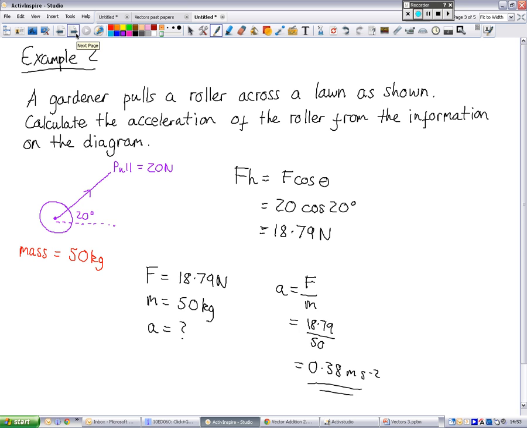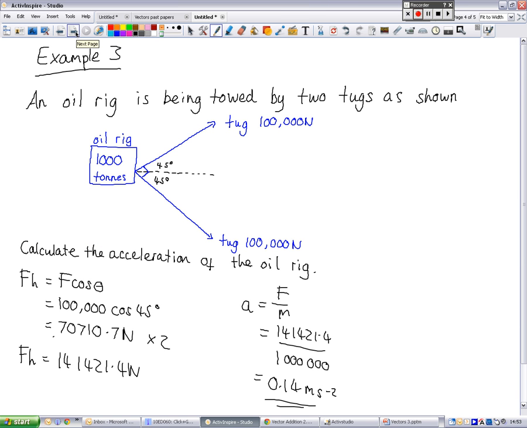The second example we looked at involved force. Instead of looking at velocity, we looked at force at a certain angle. We had a roller being pulled across a lawn with a force of 20 newtons at an angle of 20 degrees. We're asked to calculate the acceleration of the roller. What we need to do first of all is figure out what this component of force is here. That component is going to be the horizontal component. So we figure that out first by doing F cos theta. That's the force in this direction. And then we use F equals ma from Newton's second law to figure out what the acceleration is. So that's our unbalanced force in that direction.